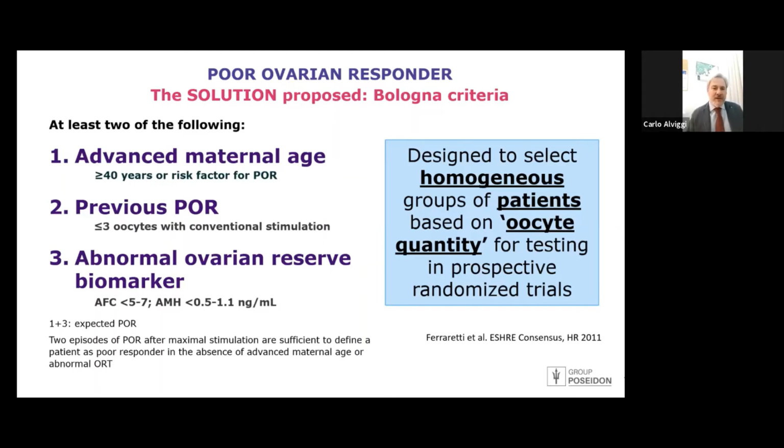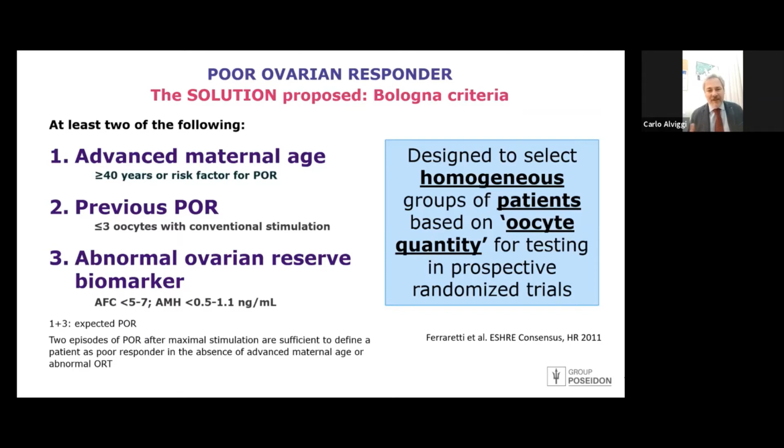So they have 3 criteria: advanced maternal age, meaning 40 years of age or more; previous POR, meaning a history of poor ovarian response; or abnormal ovarian reserve biomarkers. You need at least 2 of these 3 criteria to have the definition of poor ovarian response. This is good, but on the other side, we found some limits in designing trials, because some risks are there. The first is reported in the next slide.